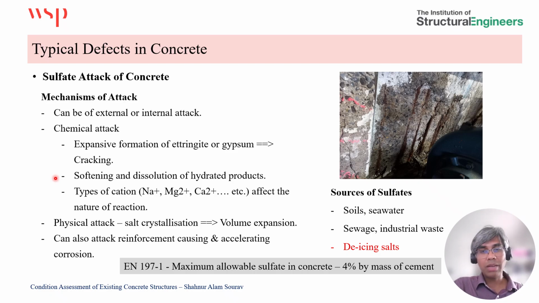The source can be seawater. In a sewage treatment plant, a lot of sulfate is produced as a byproduct in the process. De-icing salt also has sulfate as well. EN 197 states that the maximum allowable sulfate in fresh concrete is 4% by mass of cement.